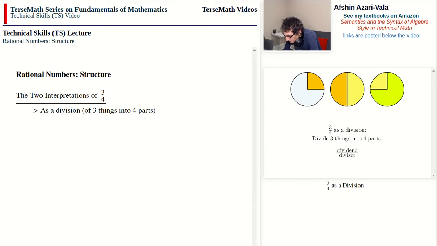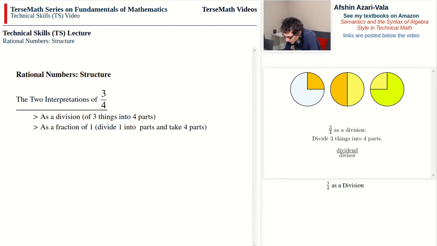Now, a second way to view 3/4 is as a fraction of 1. So this one means that we are talking about 3/4 of 1 pie. And in this case, we divide 1 into 4 parts and take 3 parts. Let me make a quick correction here. We divide the pie into 4 parts and we take 3 parts.